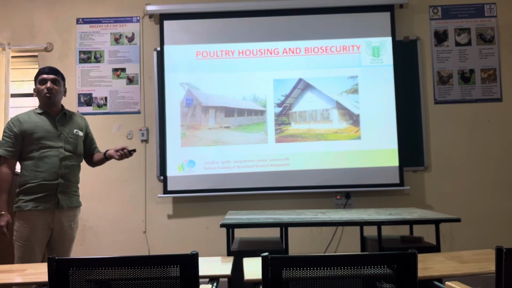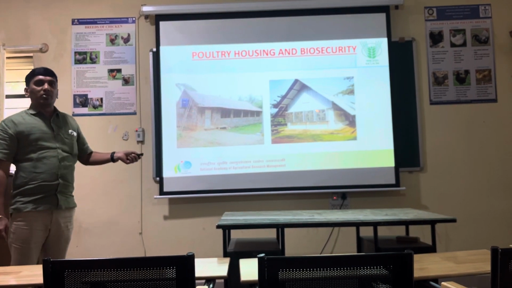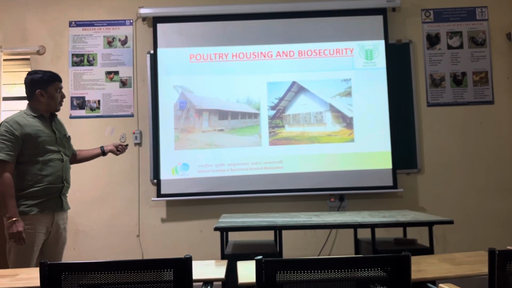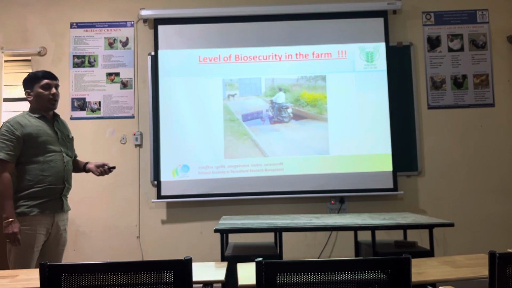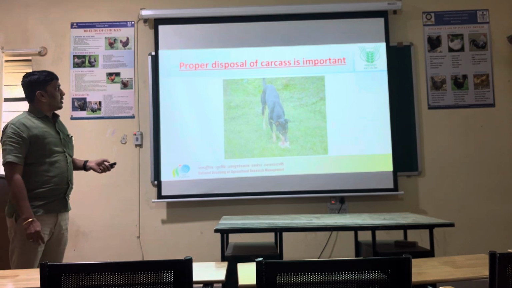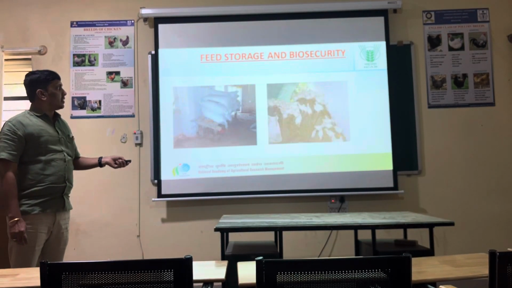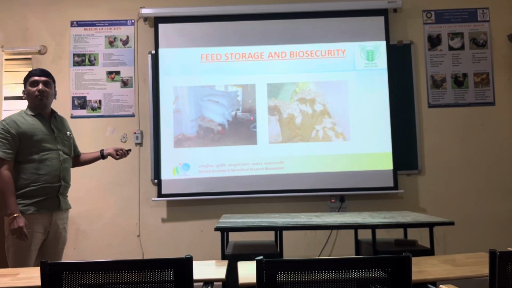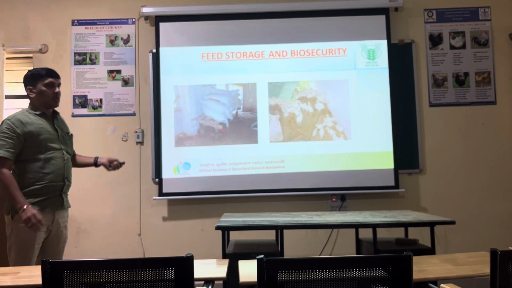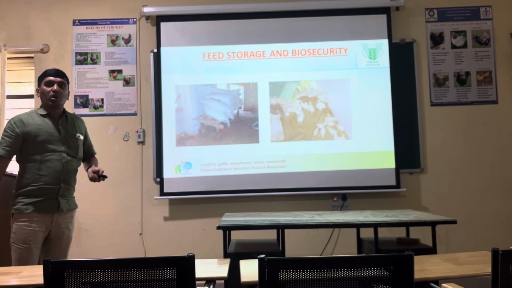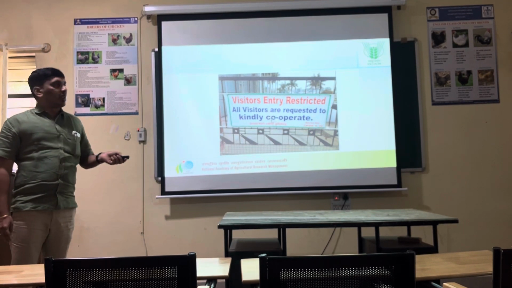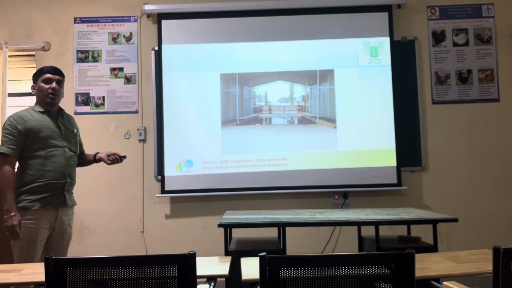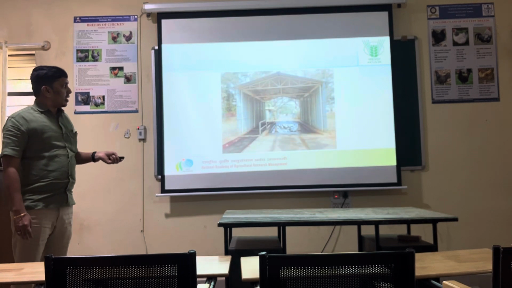And here are some photos showing good and bad biosecurity. This shows a good biosecurity poultry house, and you have to keep an entry gate or wheel dip at the entrance, and you should not dispose of the carcass like this. Maintaining the quality of feed is very, very important. You have to at least take minimum precautionary measures to store the feed, and you have to put up a visitors entry restricted board and wheel dip for both the vehicles as well as the persons.